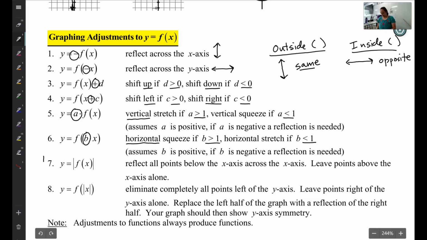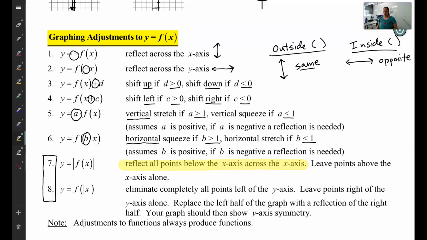Now these last two are the only ones that are kind of funky, and don't really fit those two nice little rules. So these are two that you'll just want to memorize. Outside of it, if you have absolute values outside, you're going to reflect all points below the x-axis across the x-axis. So it's kind of that up and down thing. You erase that bottom half, reflect it up.